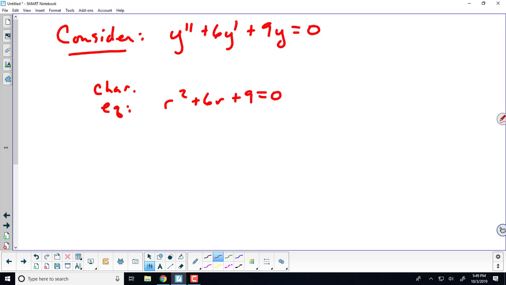Let's find the roots of this characteristic equation. So this factors to be r plus 3 quantity squared equals 0. So we get that r equals -3 is the only root. And this root has multiplicity 2.